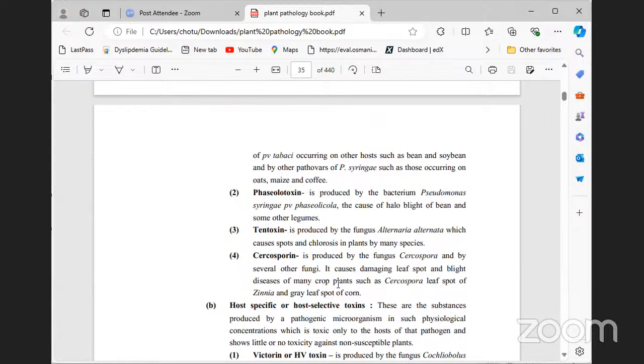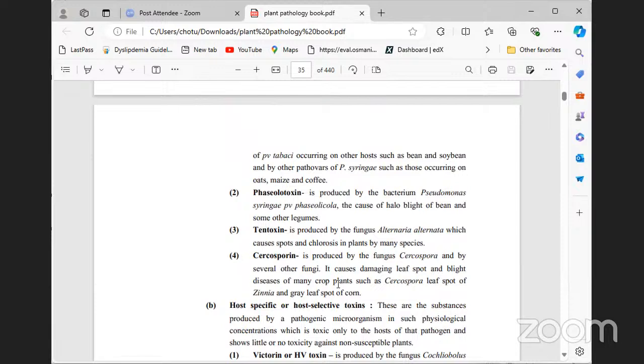Next, the third one, tentoxin. Tentoxin is produced by the fungus Alternaria alternata, which causes spots and chlorosis in plants. Many species also cause the tentoxin disease.